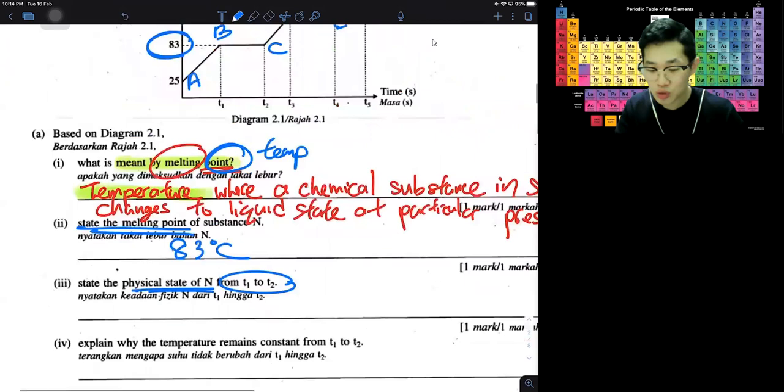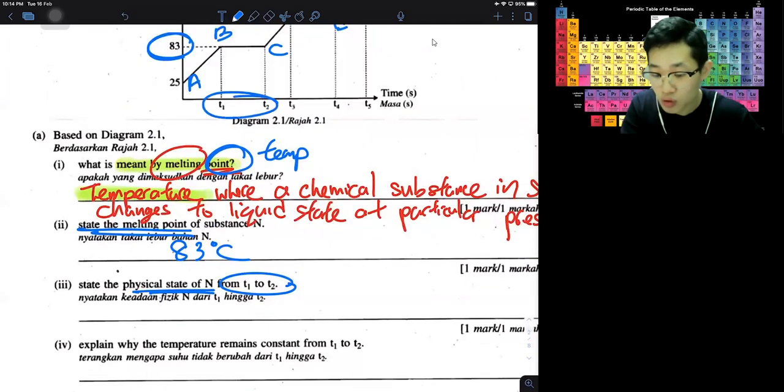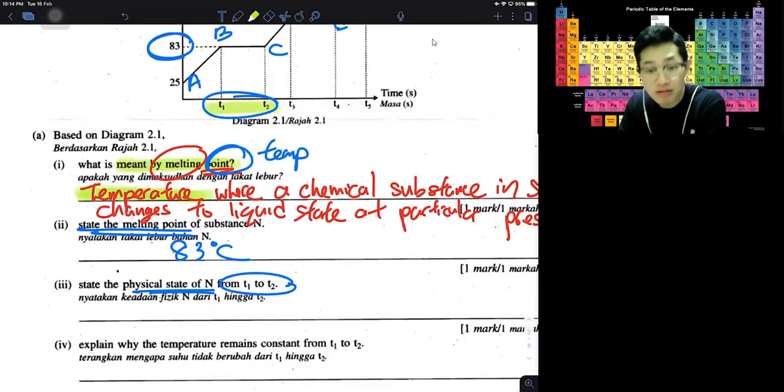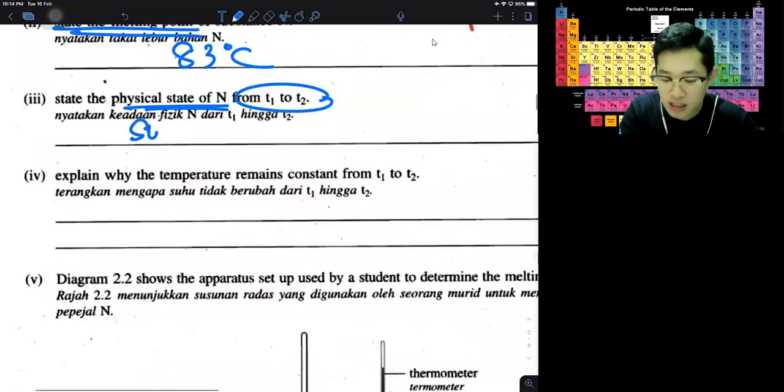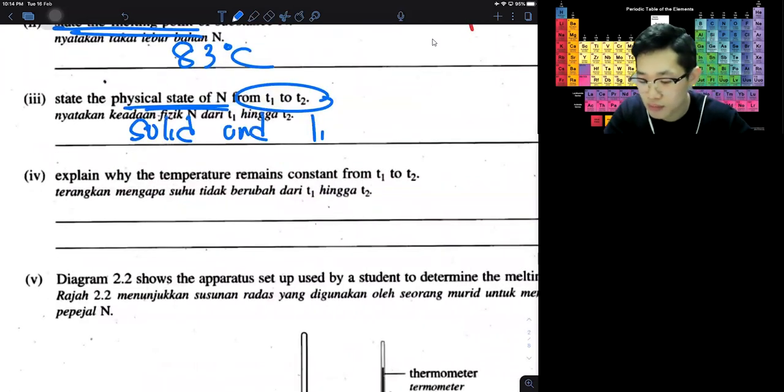Next, physical state of N from T1 to T2. So T1 to T2, the phase where it is melting. When it is melting, we have solid and liquid.